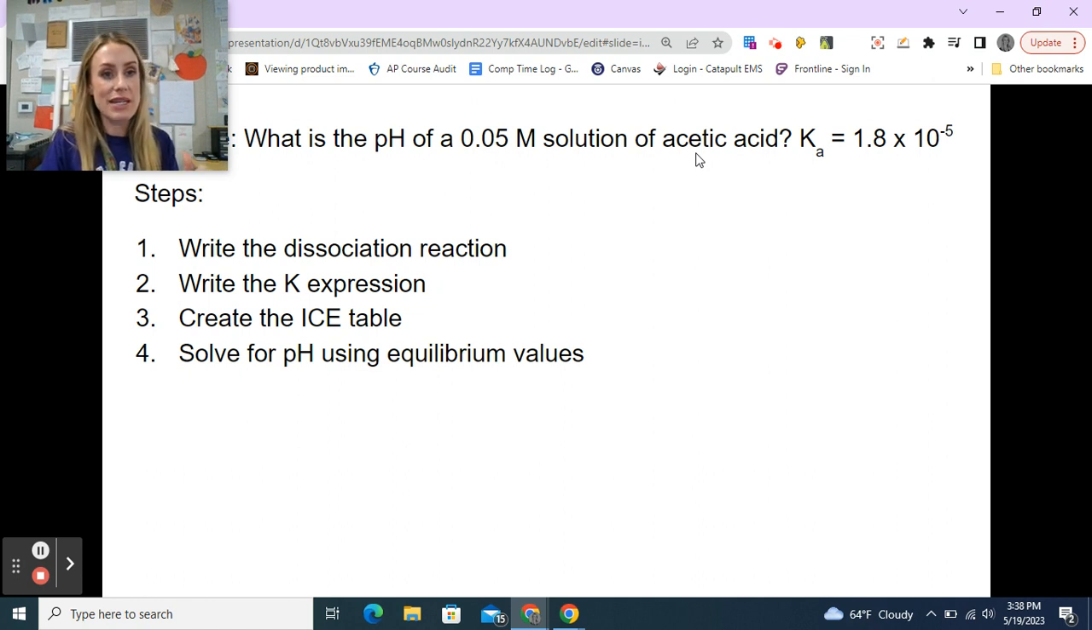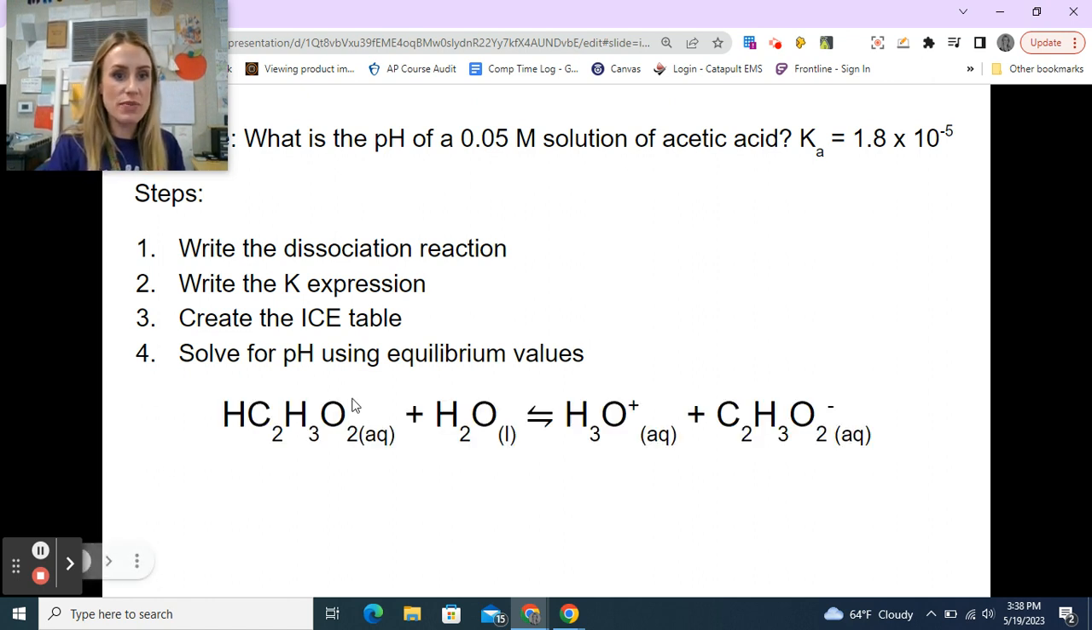So let's go through this step by step, and I'll show you what I mean by each step. So first and foremost, we're going to write the dissociation reaction. So like I said, we're adding acetic acid to water, and then because this is an equilibrium expression and this is a reversible reaction, I have the double-sided arrow, and then I also want to write my products. So this right here is acetic acid, and I'm adding it to water. Now acetic acid is an acid, so it's going to donate its hydrogen. It's going to donate its hydrogen to water, so I get the hydronium ion, and then I also get my acetate ion. Okay, so that's my first step.